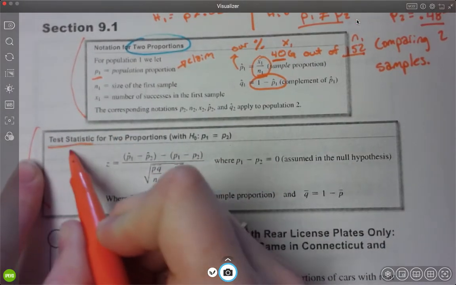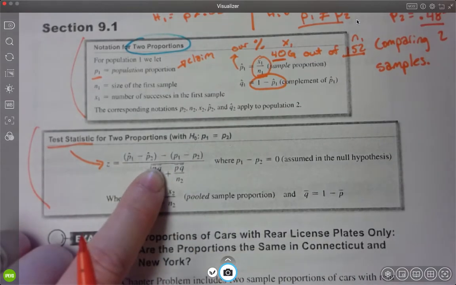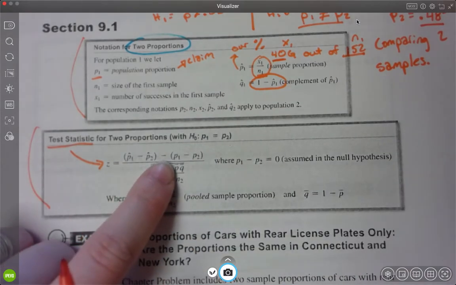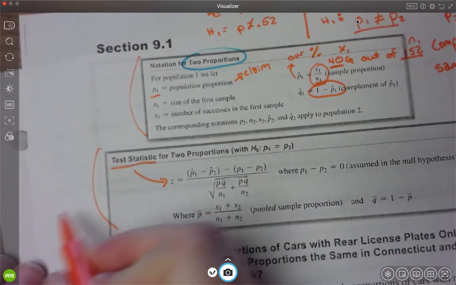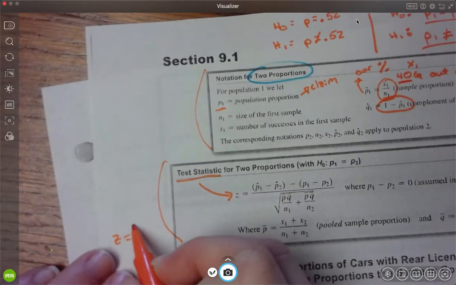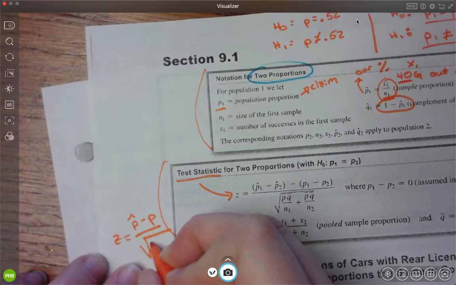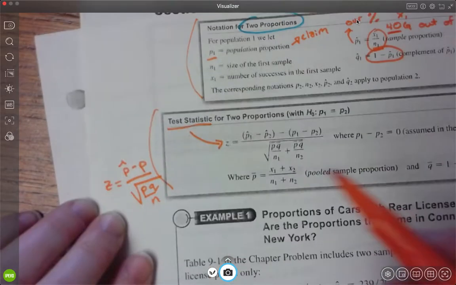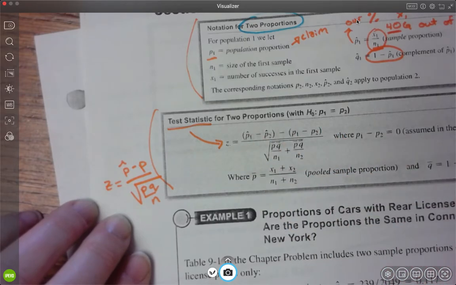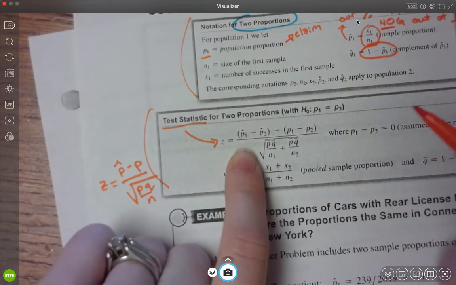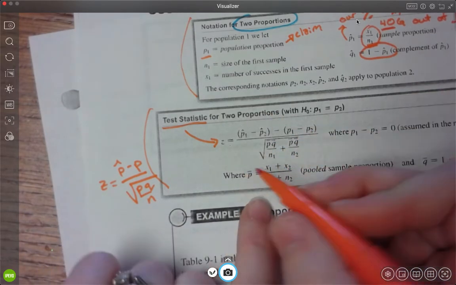This is my test statistic, labeled as Z. So you would have P hat 1 minus P hat 2, and then minus P1 minus P2. Okay, before, what we had for Z was P hat minus P over the square root of PQ over N. Very similar looking formula, but now they're incorporating both of them into the equation. So P hat 1, P1, and then they have something called P bar. Okay, that's what this guy is.